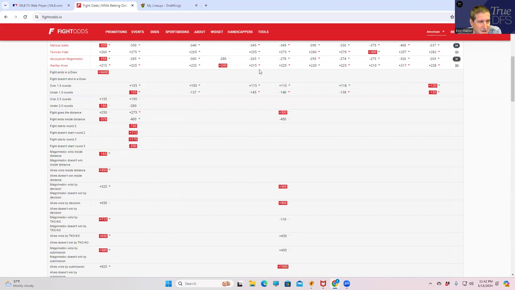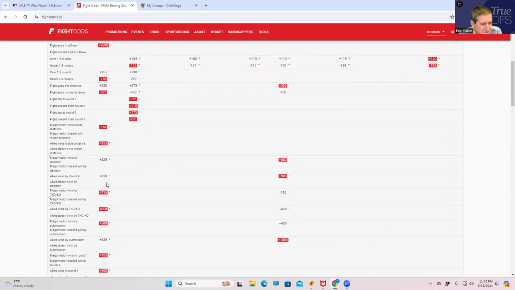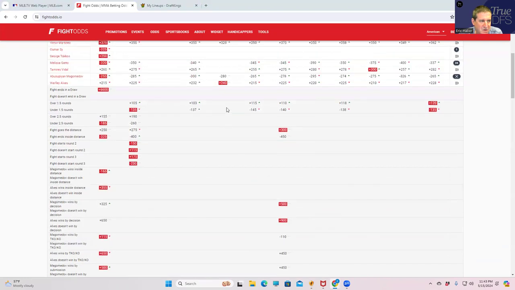Now, Warley Alves, his inside the distance line I imagine is going to be pretty poor. Let's see, Alves inside plus 355, plus 400. All right, it's not the end of the world. I guess in a 150 max, you could take a shot at some of him, considering Abus is probably going to be pretty popular. So I do think that Alves should be considered a decent punt here.